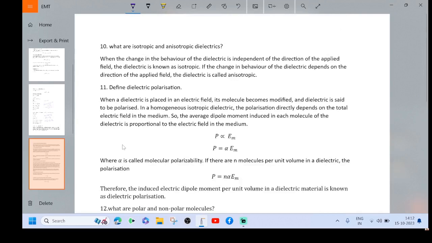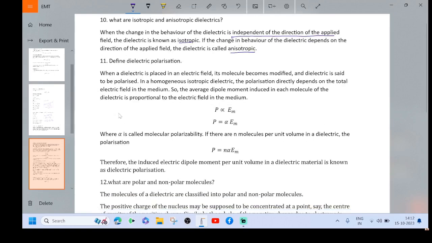What are isotropic and anisotropic dielectrics? When the change in the behavior of the dielectric is independent of the direction of the applied field, the dielectric is known as isotropic. If the change in behavior of the dielectric depends on the direction of the applied field, the dielectric is called anisotropic.